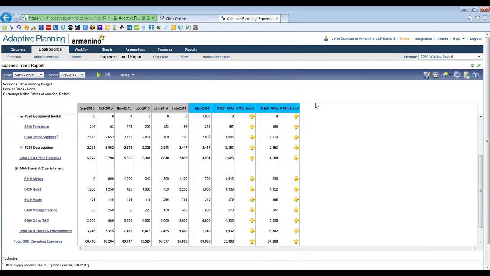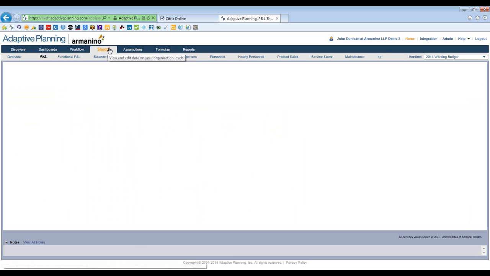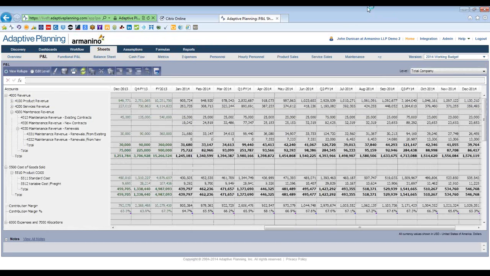So that information is always available to you in Adaptive as well once we bring that information over. So we have these dashboards, but Adaptive at its heart is a budgeting, forecasting, financial reporting tool. So I just want to give you a real quick overview of how Adaptive looks before I jump back into some of the reporting that you might want to do.